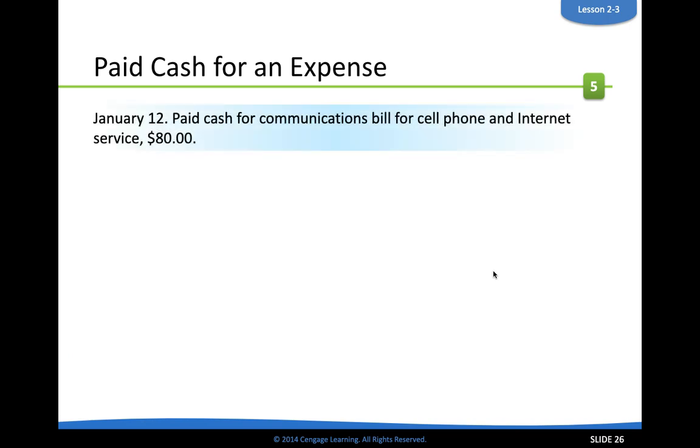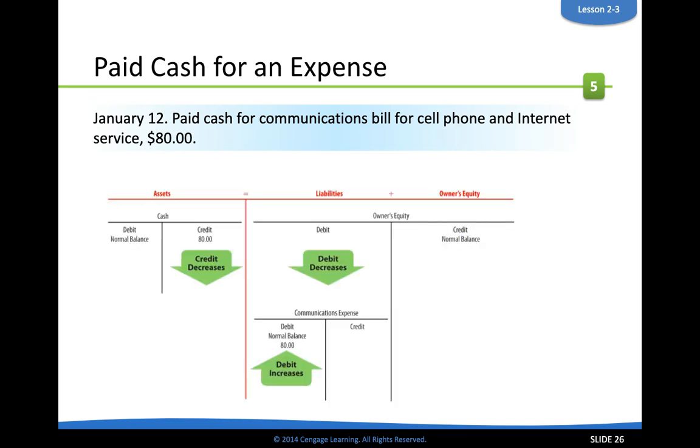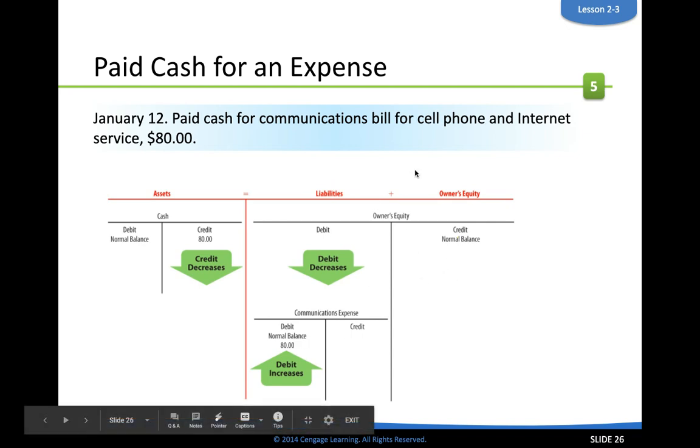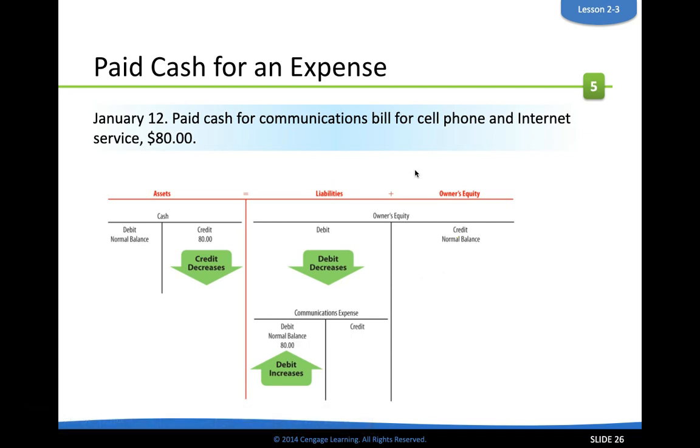Next one, on January 12th, paid cash for communications bill for cell phone and internet service. So we have almost a new account title here we haven't come across before, still within that owner's equity. So again, you're seeing sub-accounts and then sub-accounts of sub-accounts, but don't be deterred. It's the same exact thing that we're seeing here. So let's break it down.